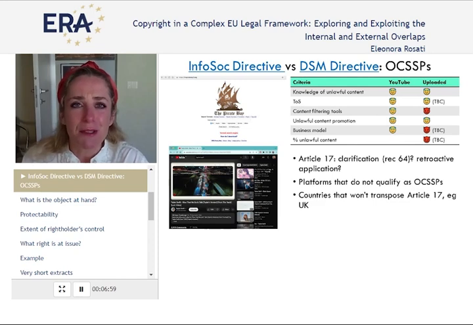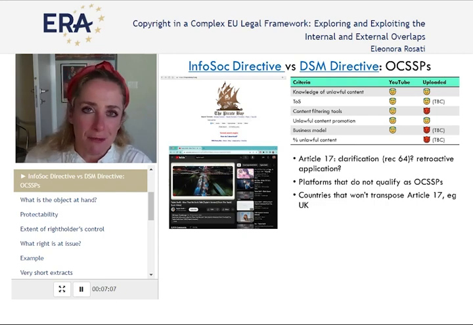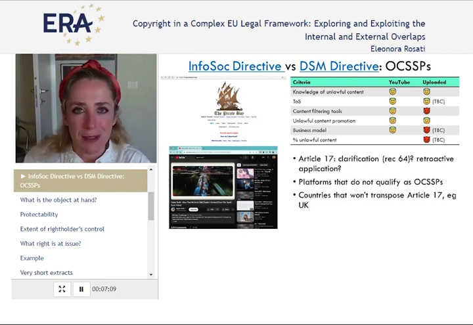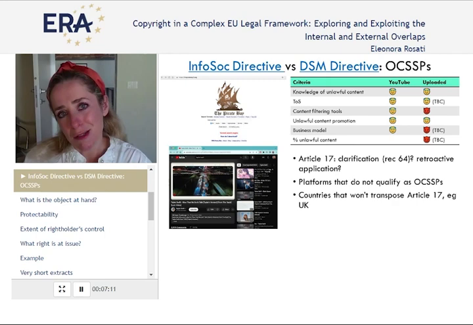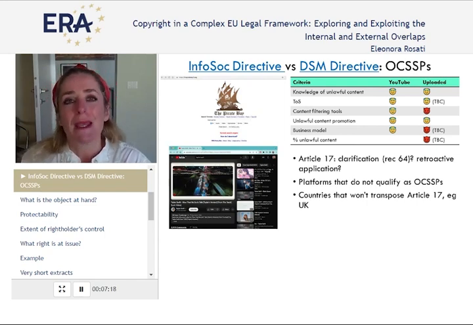So the first point of complexity is what an online content sharing service provider is and who falls within the definition. Because if it does, then of course Article 17 does apply. But if it does not, then the relevant regime will be that of Article 3 of the InfoSoc directive. And what does that lead to?